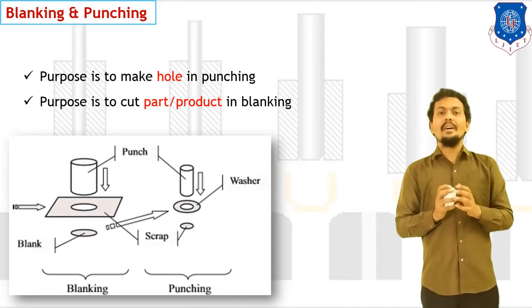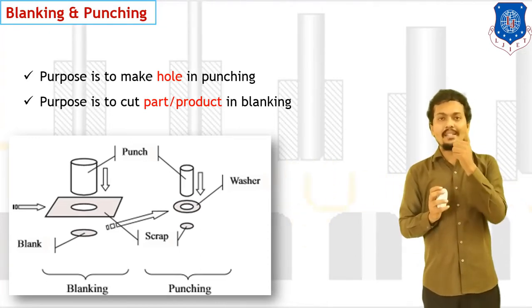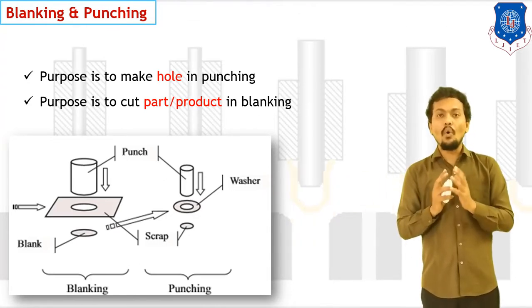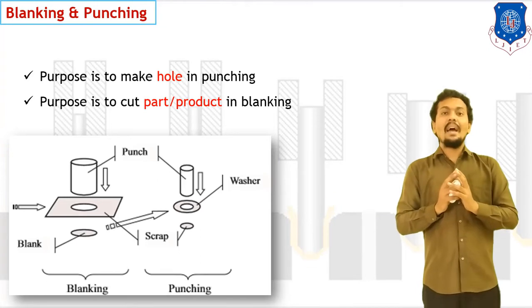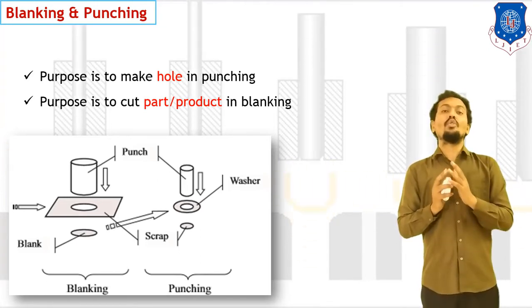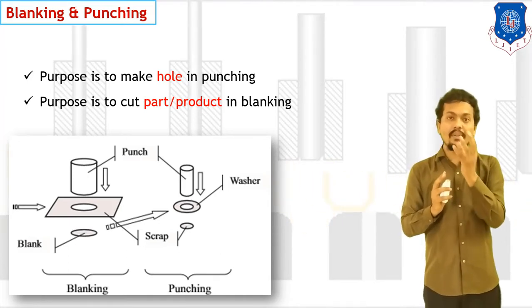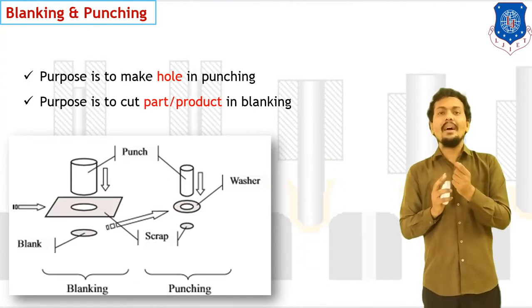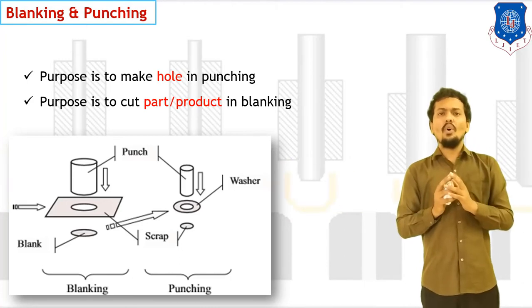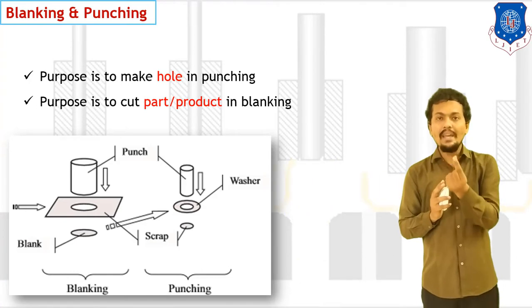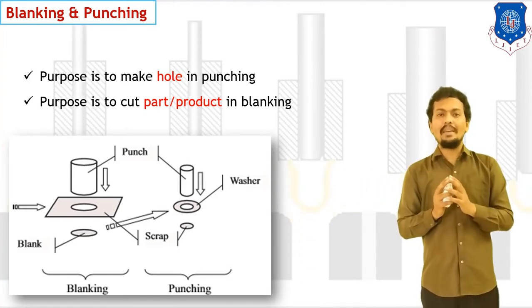Here I mentioned the very popular operations, blanking and punching. These two operations are very popular. What is the difference between blanking and punching? Let's try to understand the difference. These two operations are in the same category, with very little difference. What is punching? In punching, your purpose is to make a hole. It is also known as piercing.